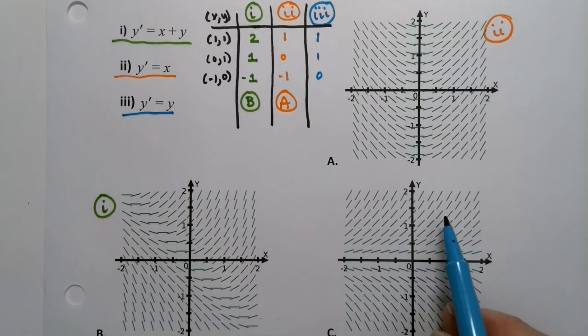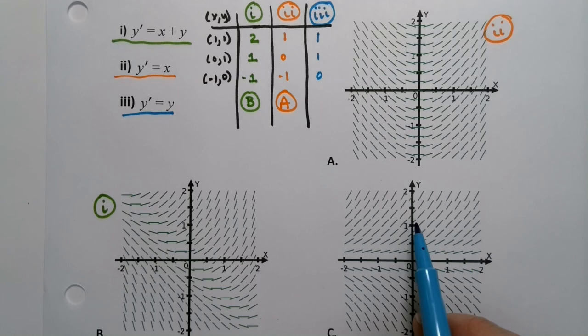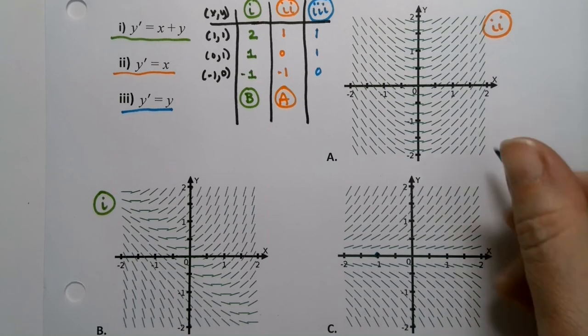So over 1, up 1, 1 doesn't help us. Over 0, up 1, 1 didn't help us. Over negative 1, up 0, however, right there, it's flat. There's little lines in there. So that's really helpful, right? That can tell us. And then just thinking about it a different way.